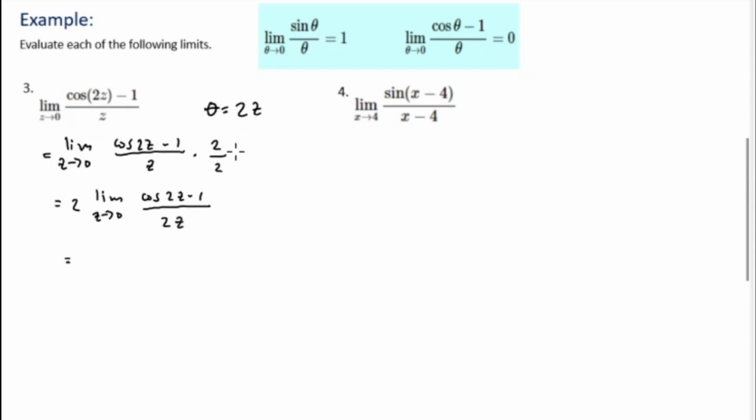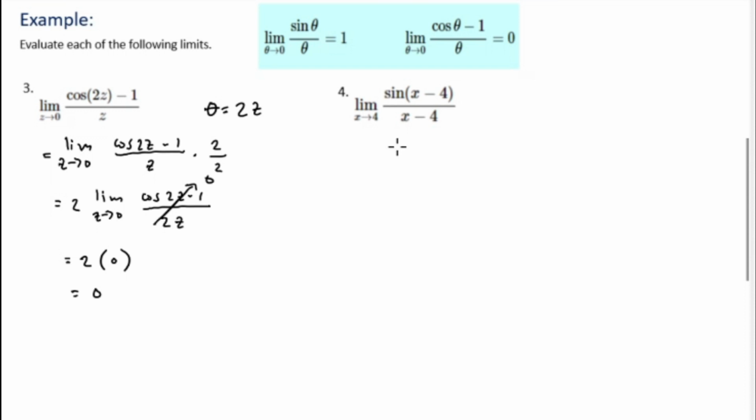And based on rule number 2, cosine theta minus 1 over theta, or cosine 2z minus 1 all over 2z, the value is equal to 0. So this is equivalent to 0. So 2 times the value for 0, and 2 times 0 is equal to 0.